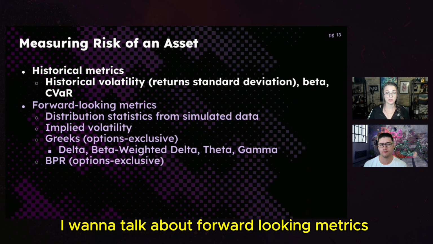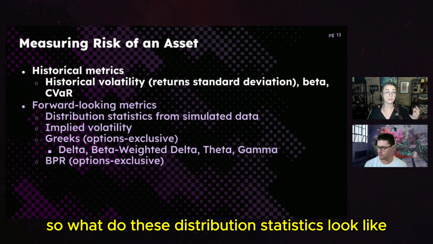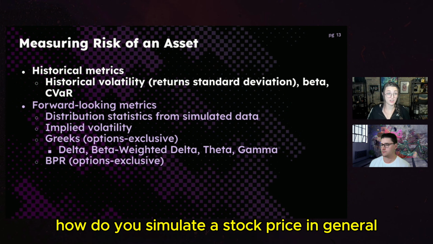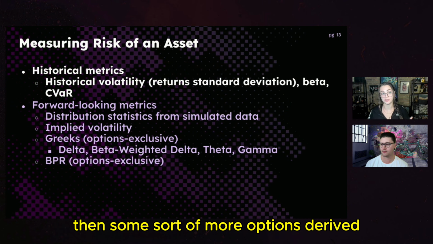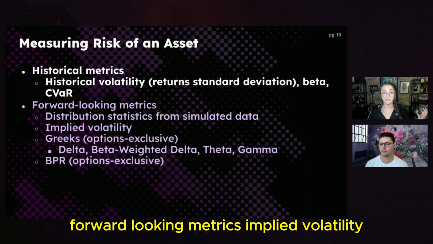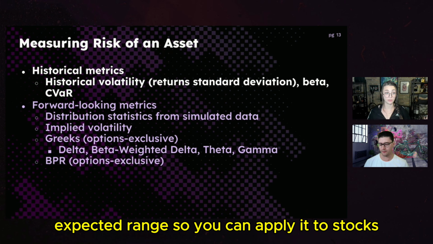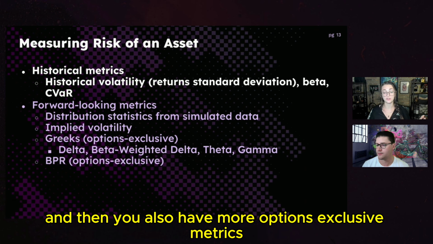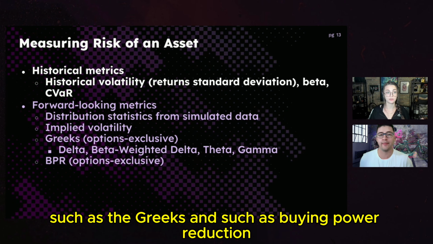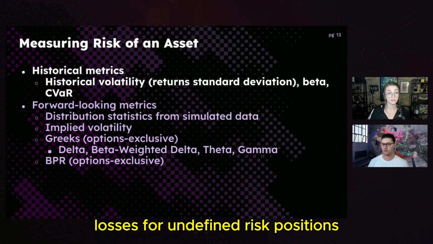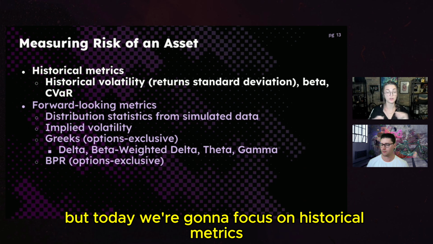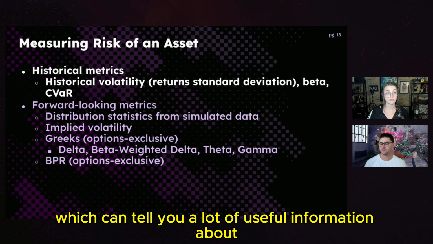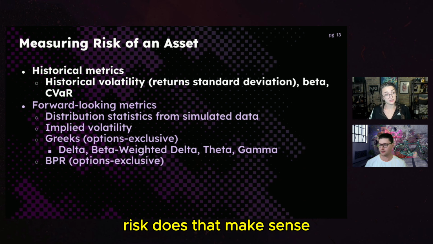In some of the future segments, I want to talk about forward-looking metrics. So what do these distribution statistics look like from simulated data? That also begs the question, how do you simulate a stock price in general? And then some more options-derived forward-looking metrics, like implied volatility, which can be very helpful for understanding expected range. You can apply it to stocks, even though it's derived from options. And then you also have more options-exclusive metrics, such as the Greeks and buying power reduction, which can also tell you about some extreme losses for undefined risk positions. But today, we're going to focus on historical metrics and really those big three, which can tell you a lot of useful information about risk. Does that make sense? Yes, perfect.